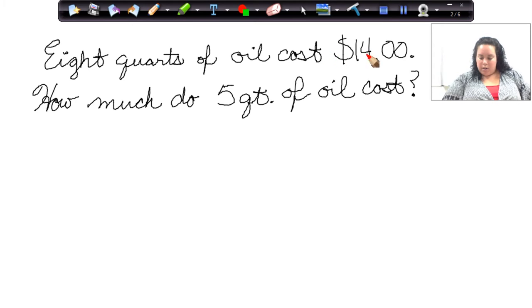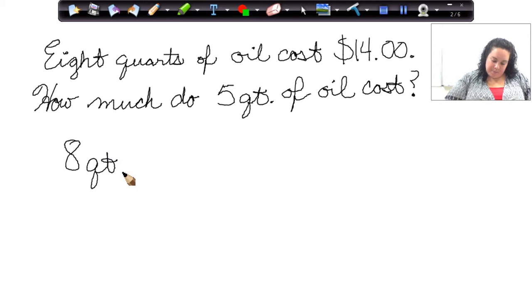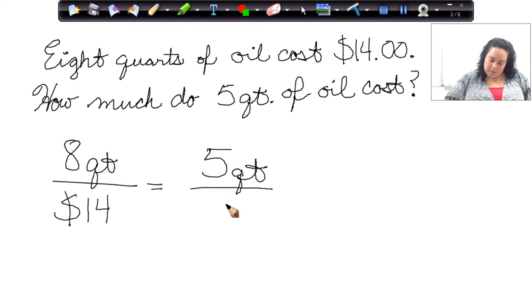8 quarts of oil cost $14. How much do 5 quarts of oil cost? So we can set up a proportion from this. 8 quarts of oil cost, I'm going to put 8 quarts, cost $14. And so how much do 5 quarts cost? This is what we want to know right here. So we can set up this proportion. Notice how quarts are across from each other. The money is both on the bottom. So quarts in the numerator, money in the denominator.